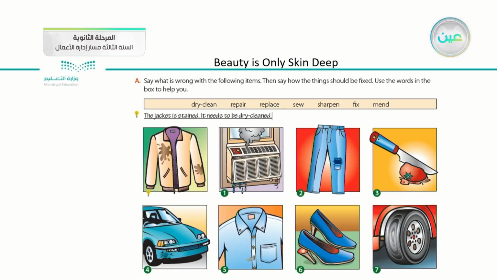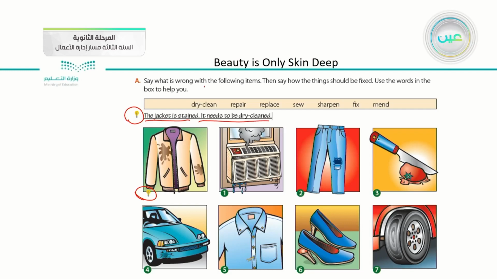After that, we have an exercise regarding the first thing we have learned today, which is the expression "need to be." We have an example here. As you can notice, the jacket is stained. So, what should we do with the jacket? The jacket is stained, so it needs to be dry cleaned.